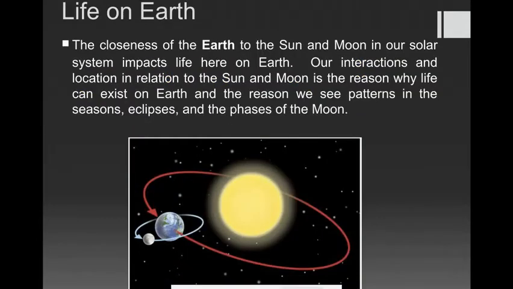So, life on Earth is the only planet with life. The closeness of the Earth to the Sun and Moon in our solar system impacts life here on Earth. Our interactions and location in relation to the Sun and Moon is the reason why life can exist on Earth, and the reason that we see patterns in the seasons, eclipses, and phases of the Moon. So, our setup is just perfect for having life and for being the only planet to sustain life right now because of our location in our solar system and how close we are and how far away we are from the moon and the sun also.